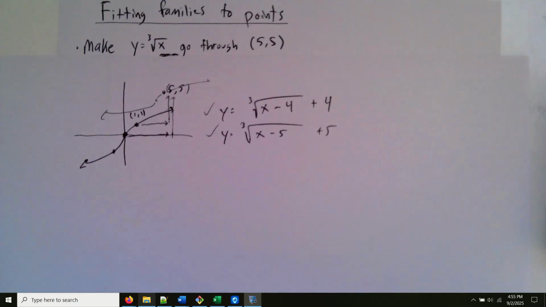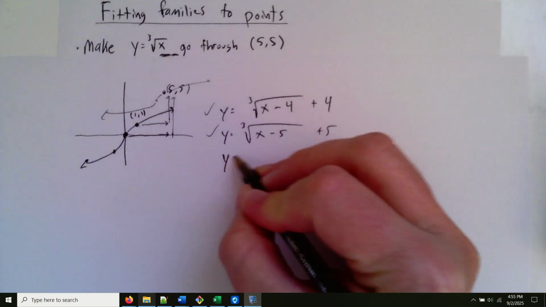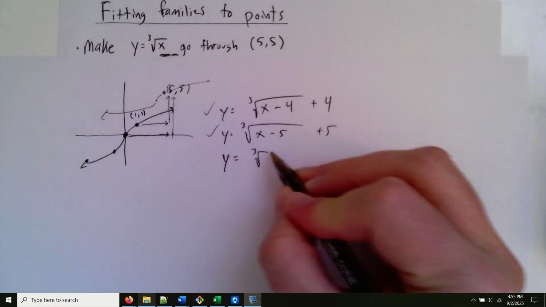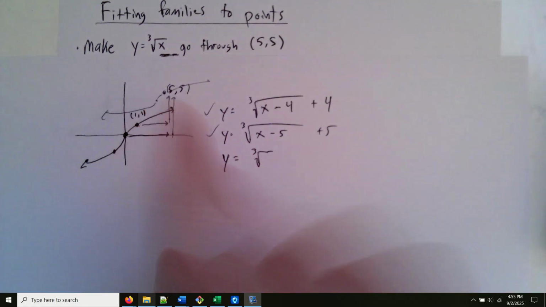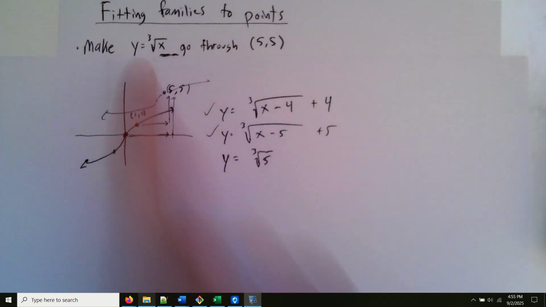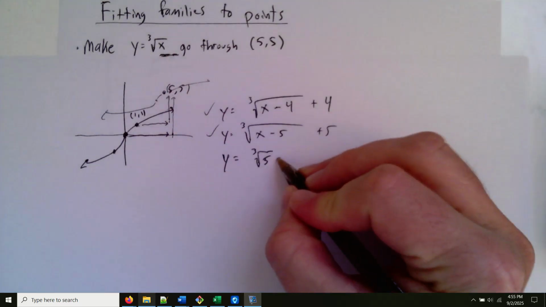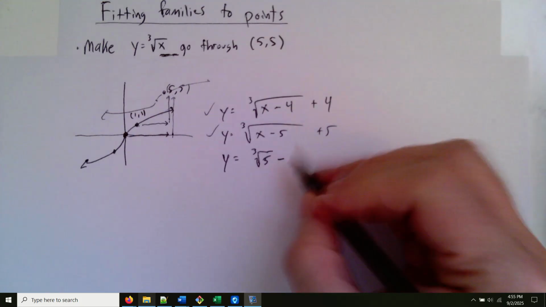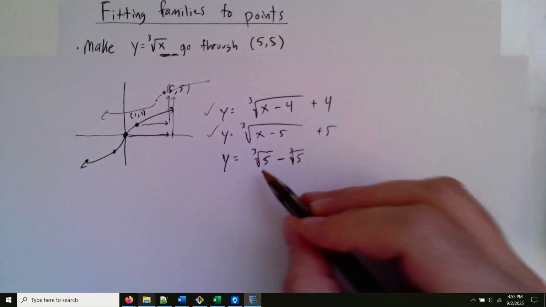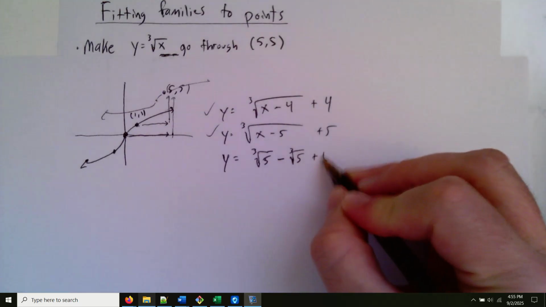Somebody today was thinking about the problem numerically. They said, forget the graph. Let's think about it this way. If I plug in the point 5 for x, I want to get out the point 5 for y. So let's start by taking cube root and plug in 5 for x. Now let's force it to have the value I want. So I'm going to subtract cube root of 5. So now it's 0. And then I'm going to add 5.